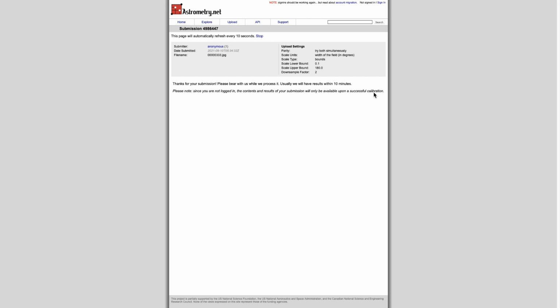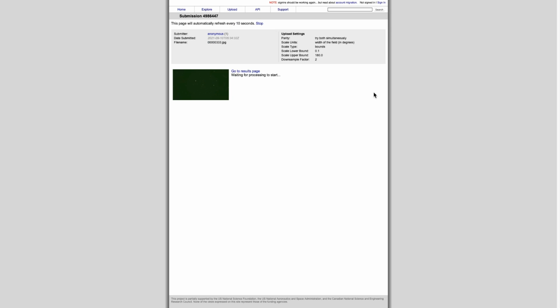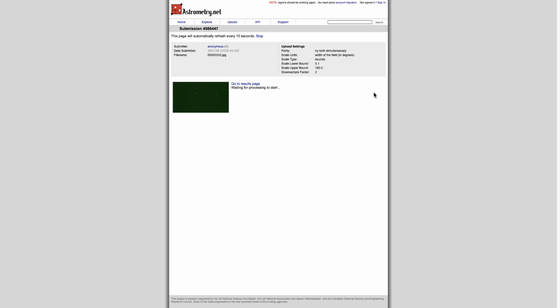And what the software is doing is analysing the stars it can see in my photograph and comparing it to a known database. Once the analysis is complete, it will tell us information about the photograph and also exactly what part of the sky we are looking at.